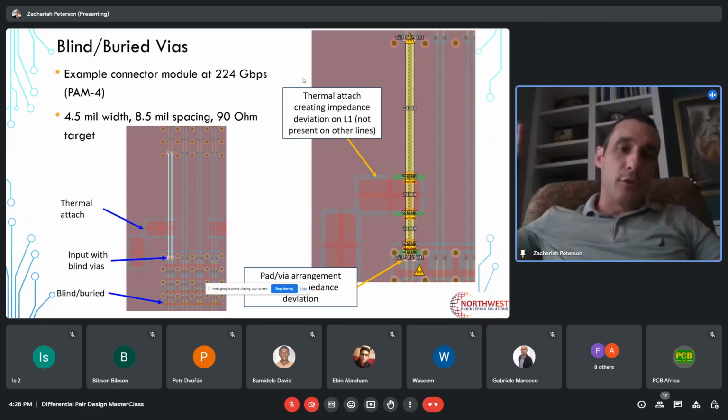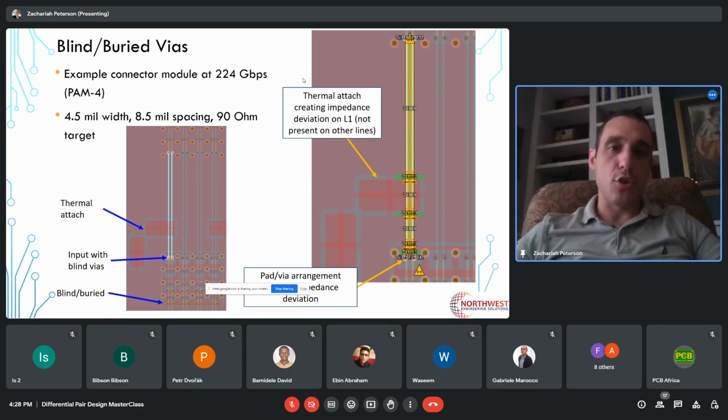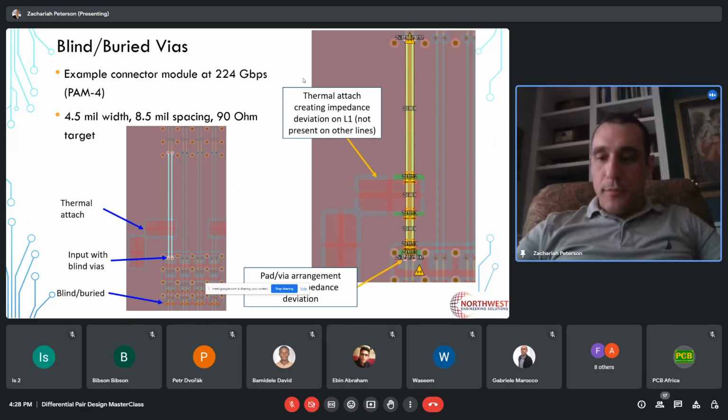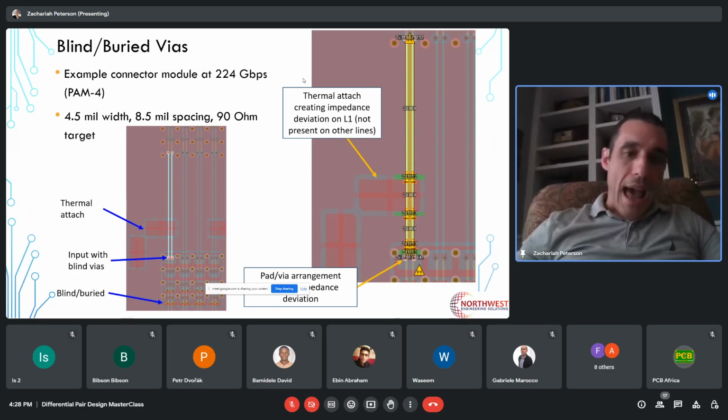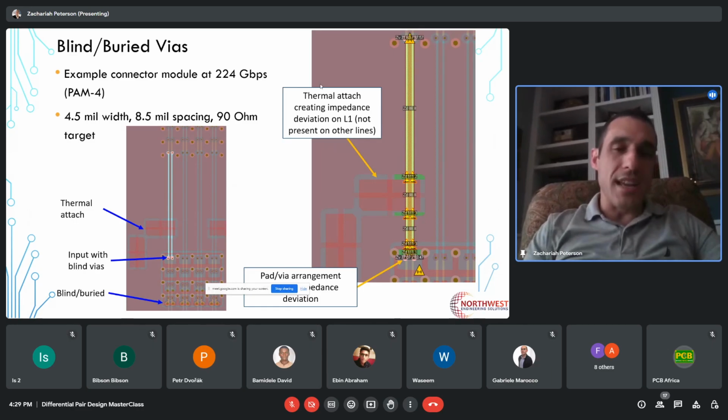So now let's look at another fun example with a connector module targeting 224 gigabits per second PAM4. This example shows what happens in a couple of situations where we are using blind and buried vias to route 224 gigabit per second bit streams with PAM4 modulation between two identical connector modules.